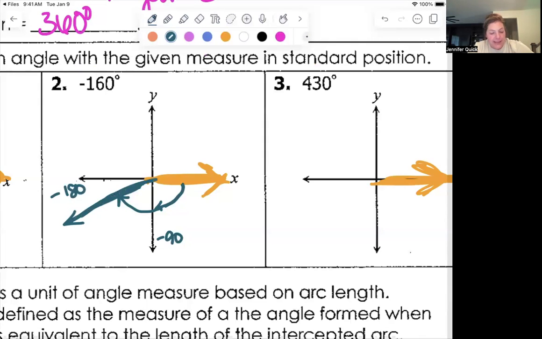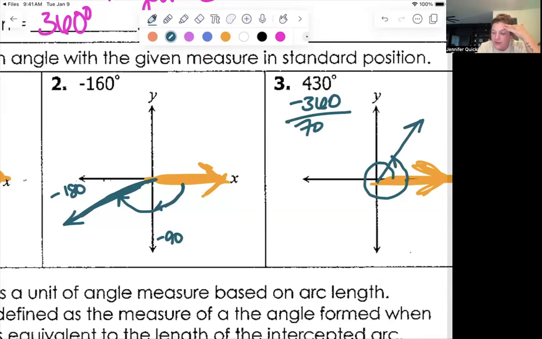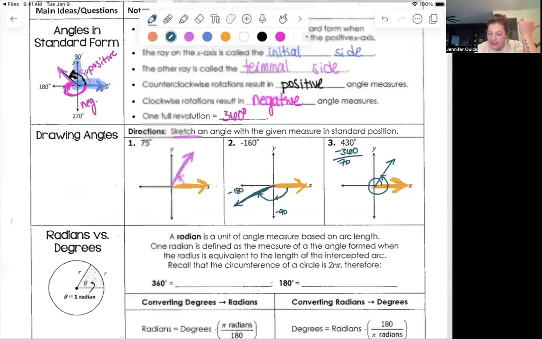All right, 430. So I know that I'm going to need to make one entire revolution in the counterclockwise direction. So that's how you would rotate a little spiral. And then you're going to go a little bit more. But what is the little bit more? 430 minus 360 is 70. So something right about here. And you do have to notate that you went one full revolution. Cool? Awesome. Perfect. And that is how you sketch angles.